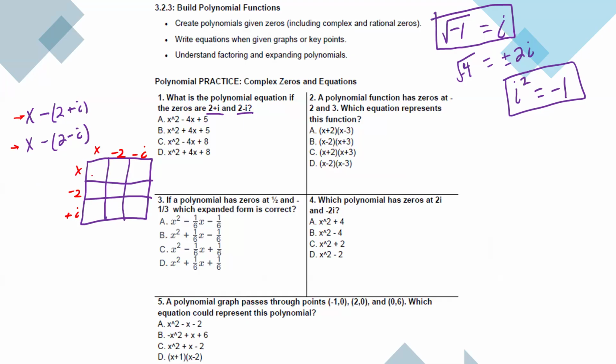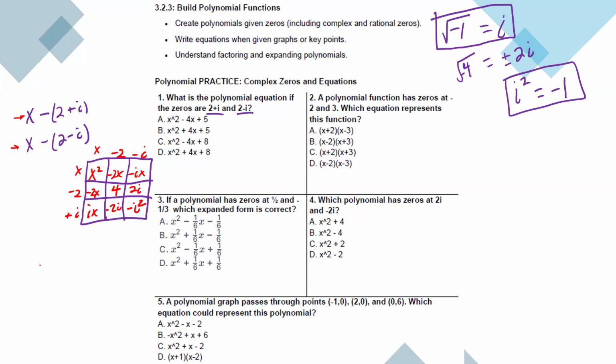So filling it in, x times x is x squared. I know we're going to make it. x times -2 is -2x. x times -i is -ix. x times -2 is -2x. A negative times a negative is a positive. -2 times -i is going to give us positive 2i. i times x gives us positive ix. -2 times i gives us -2i. And positive i times -i is -i squared.